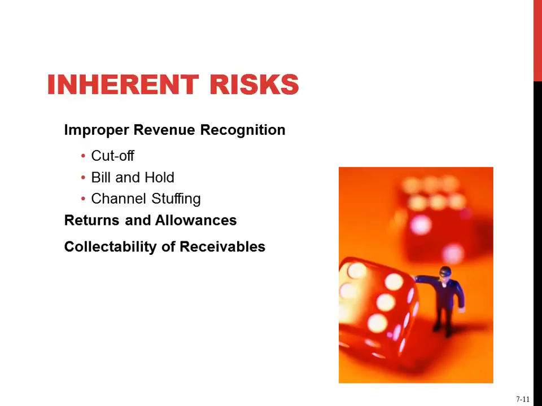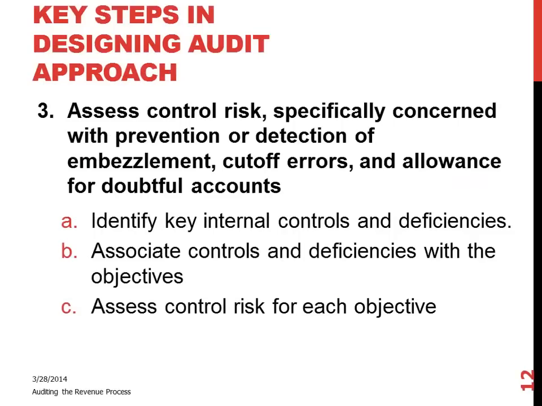So one of the audit procedures you're going to see performed is they look at returns and allowances after year end. They look at the level of returns. It's not unusual for a company to have returns, but you shouldn't expect to see a high level of returns. Other things would be related to the allowance for doubtful accounts, obviously because of the judgment related to that.